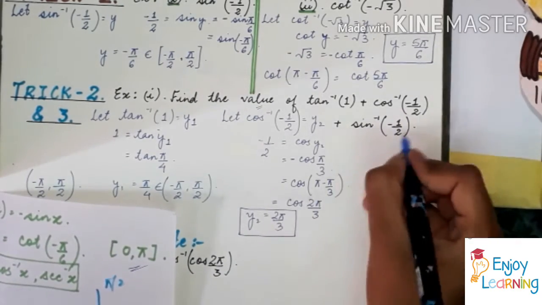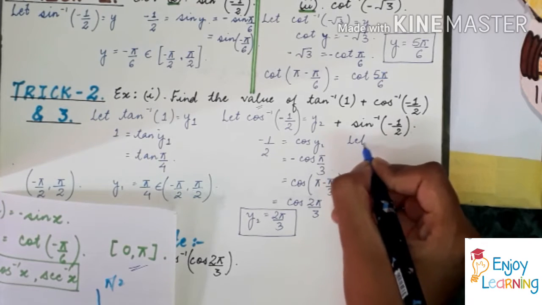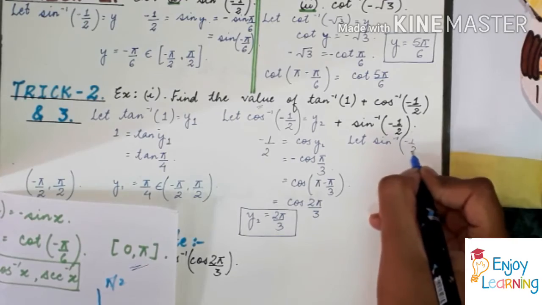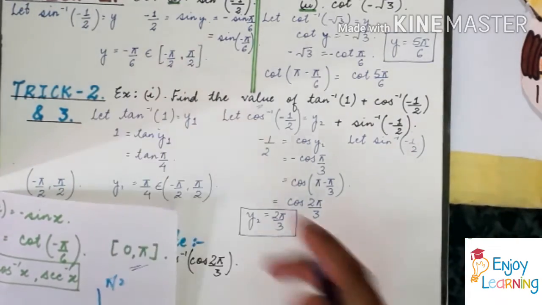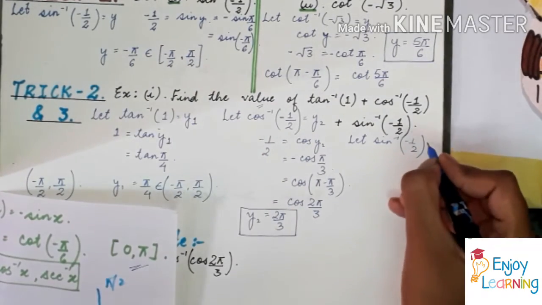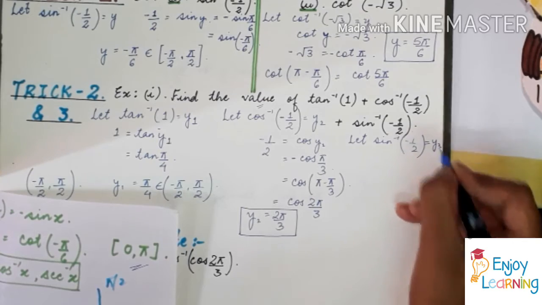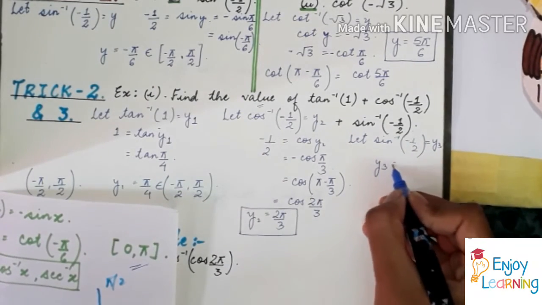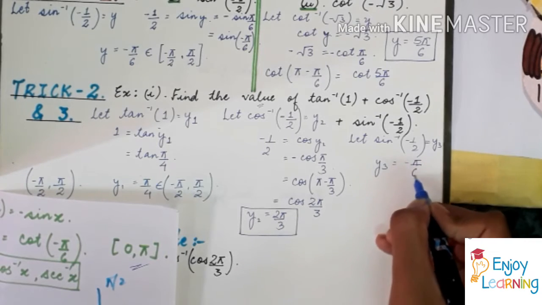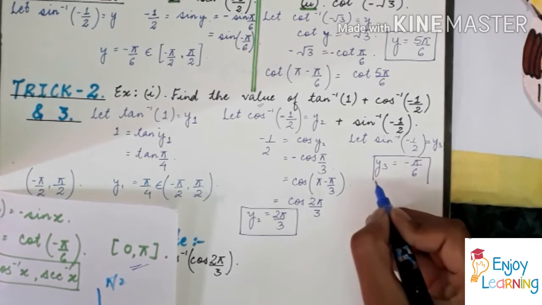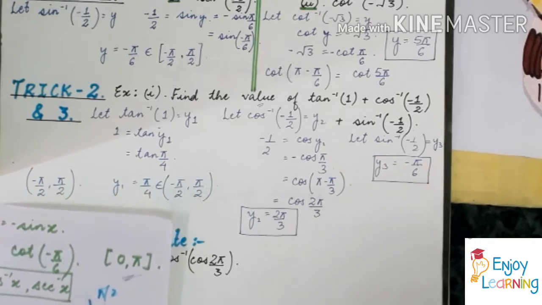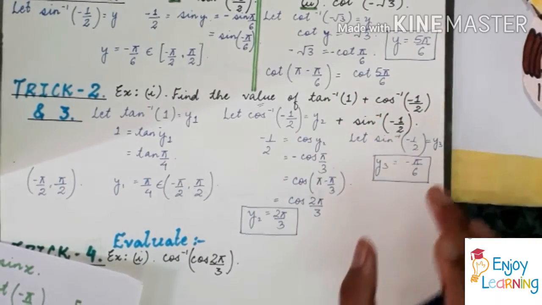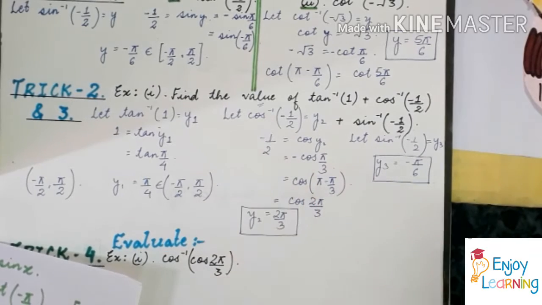Now, let's take up the third function, which is sine inverse of minus 1 by 2. So it is the same as example 1. Let it be y3. So what is the value of y3? It is minus pi by 6. So once you have solved these three inverse trigonometric functions separately, now add or subtract them.